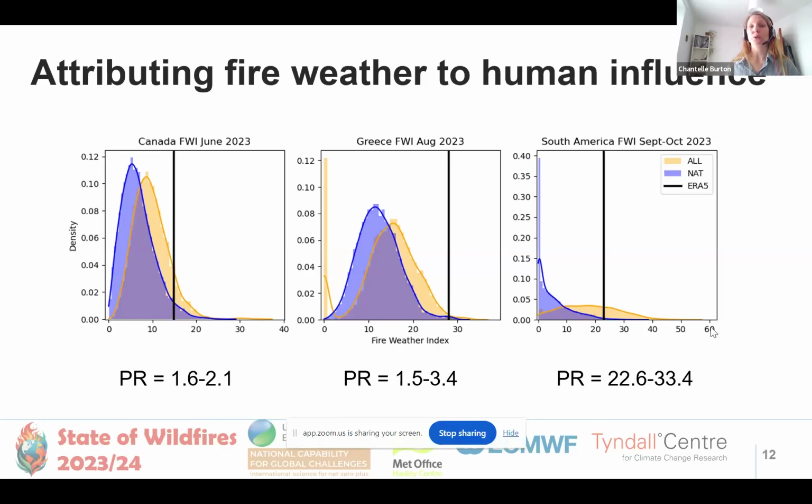So when we model anthropogenic emissions, we find that there's an increase in probability of that 2023 event, which you can see in the black line, which is ERA5 2023. In Canada, it's almost doubled the likelihood of it experiencing an event like 2023, but in South America, the probability is much higher. So we've got a much greater increase in likelihood of experiencing high fire weather due to human influence.